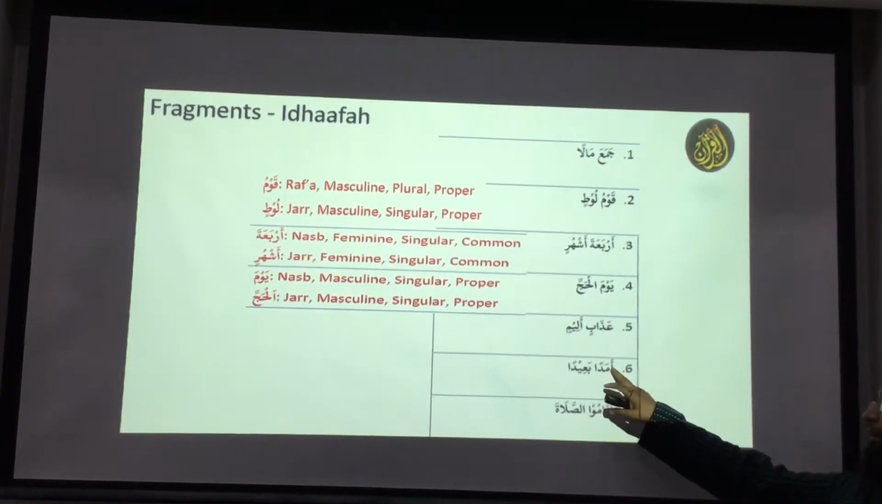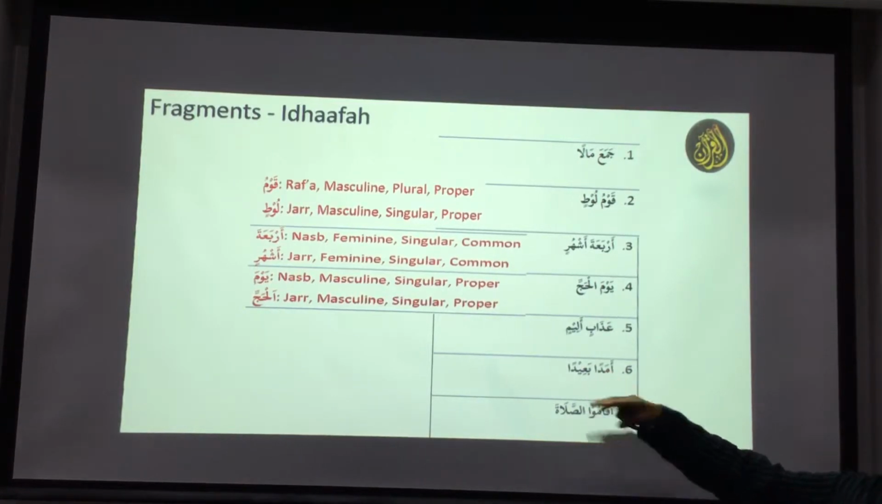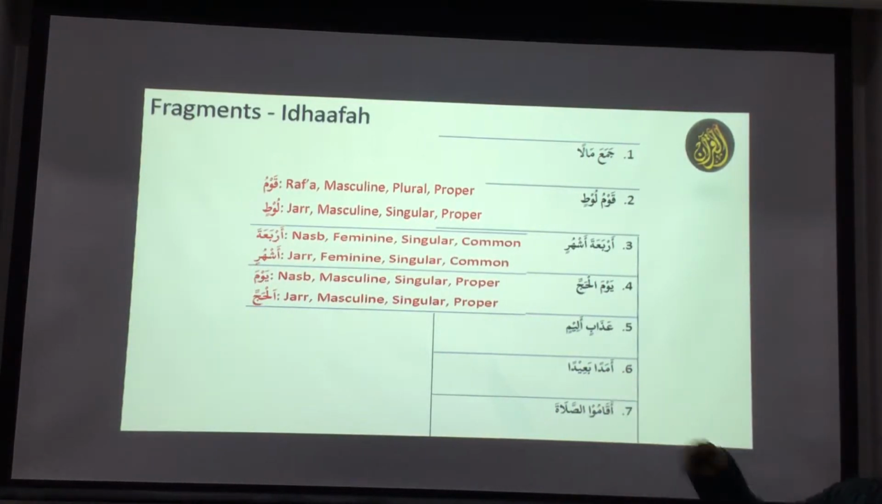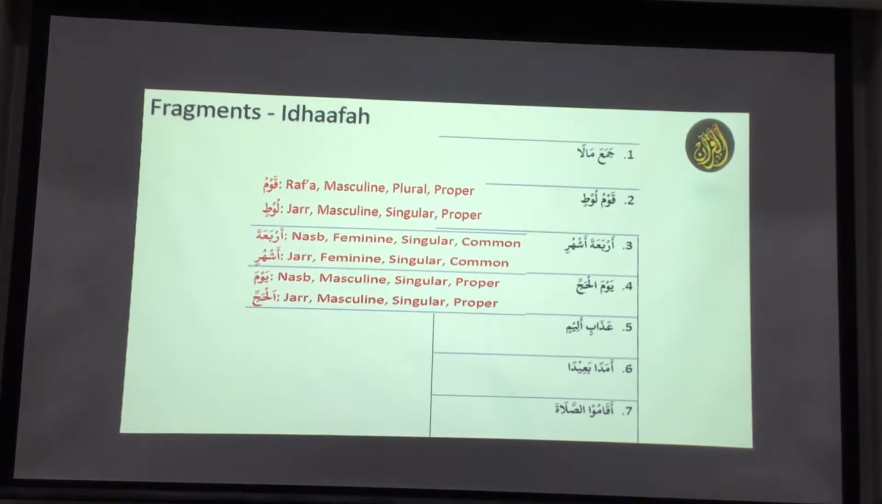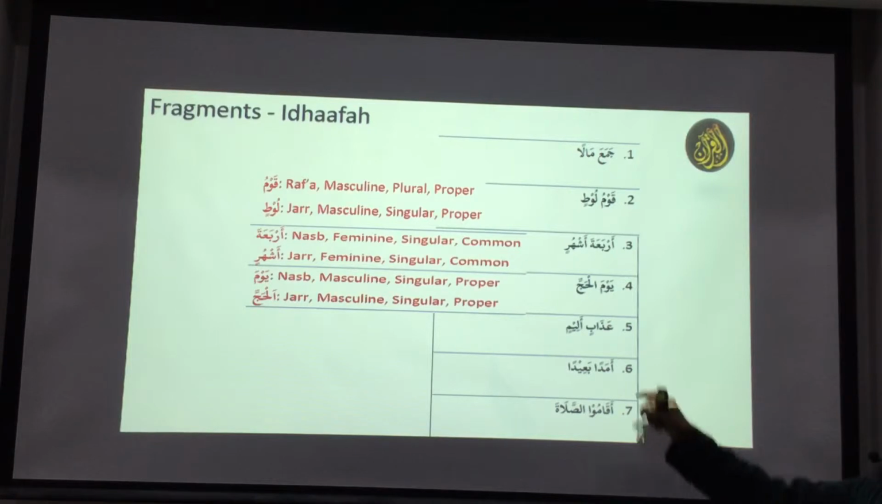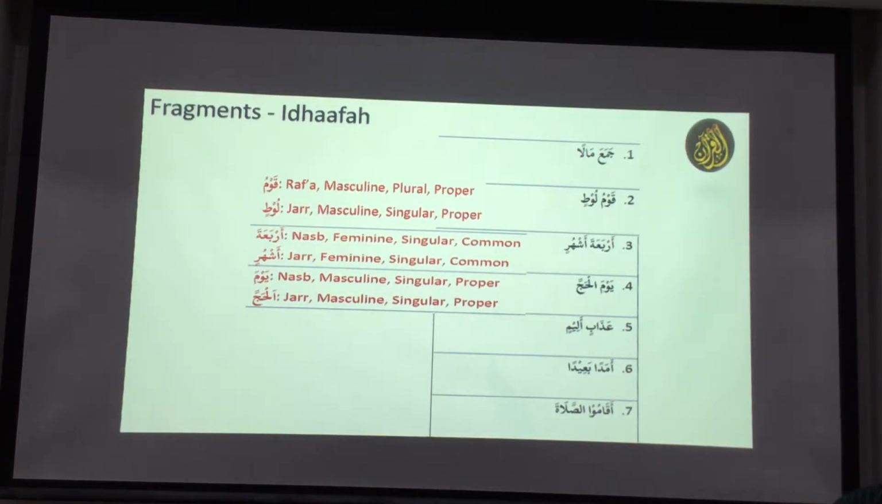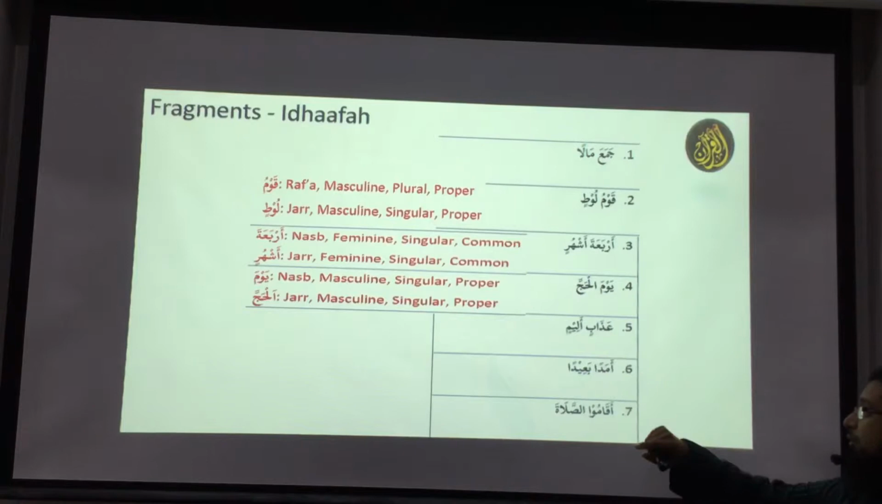Amadan ba'ida. Amadan means distance. Ba'ida means long. Inshallah, maybe Tuesday or Wednesday, I will send you another email with the vocabulary list. Remember, we had 31 vocabulary lists. I will add some more that we have done, especially those in the story. You have to increase your vocabulary. Otherwise, even if you understand the grammar, if you don't know the meaning of the words, it is going to be difficult for you to understand the Quran. Okay? So Azabin Alim we did.